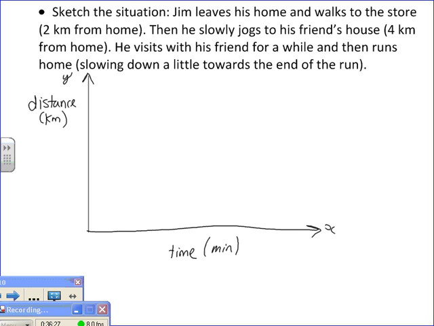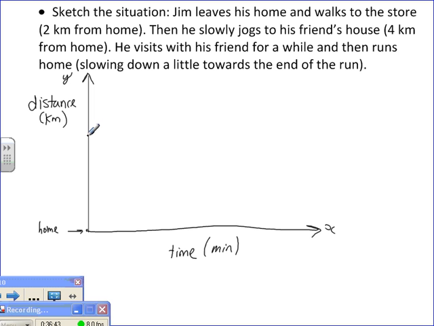And I think on your graph it has minutes there. Okay. So let's go ahead and say this is distance from home here. So we're starting off at home. So at 0, this is home. Okay, and so let's break this into some different parts.